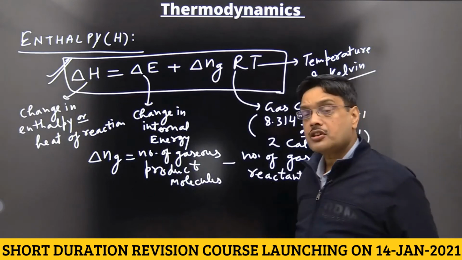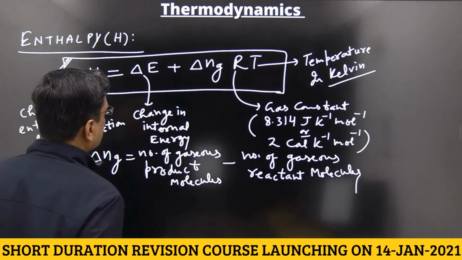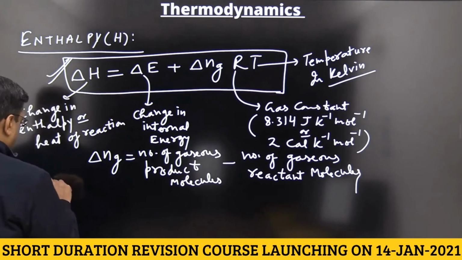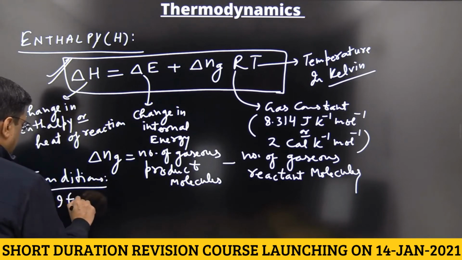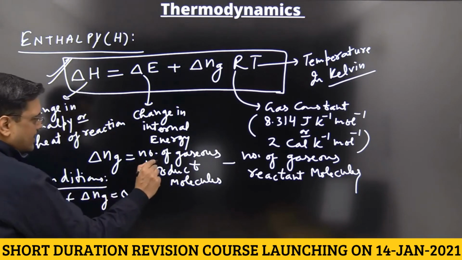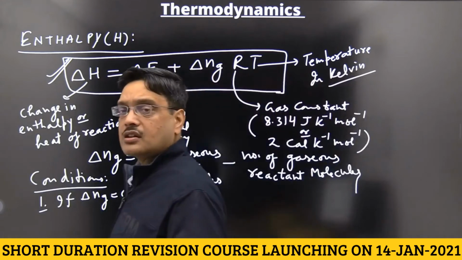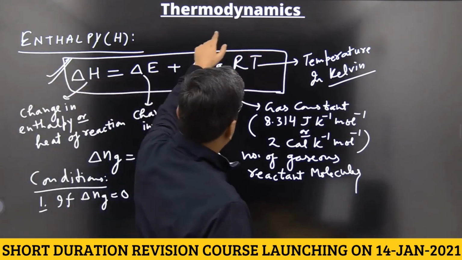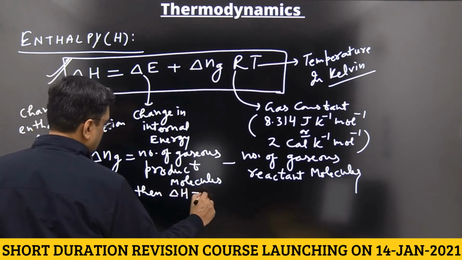So this equation is most important for the calculation, and here the value of delta Ng relates delta H and delta E also. What are the conditions? Suppose delta Ng is equal to 0, or you can say that the number of gaseous product molecules is equal to the number of gaseous reactant molecules. If delta Ng is equal to 0, then delta H is equal to delta E, because it will be 0.